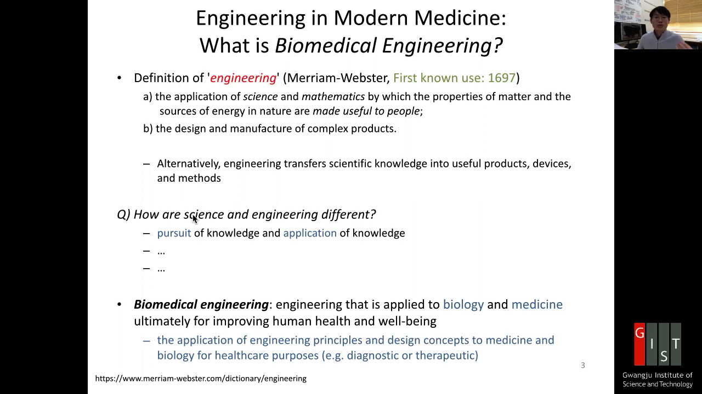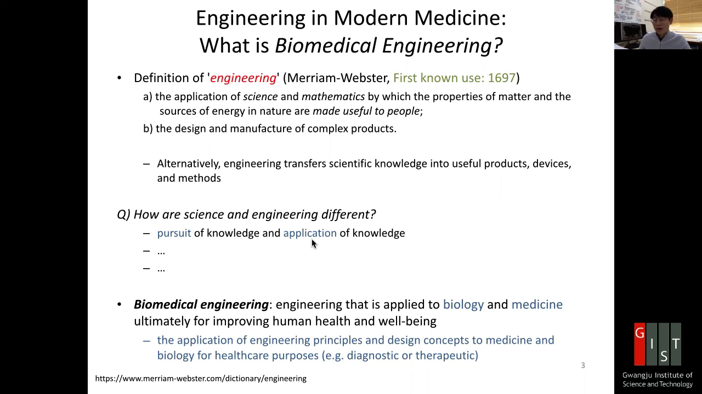So one way we can think of it is that the pursuit of knowledge would be considered science, while the application of the obtained knowledge is engineering. You can think of many different viewpoints on the differences between science and engineering. However, nowadays, the boundaries between engineering and science are blurred, and they are becoming more merged together.